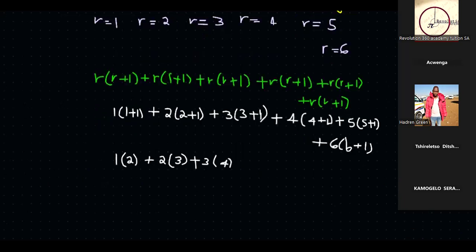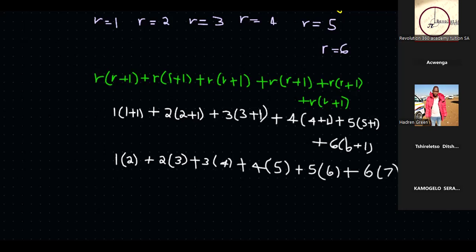Let's continue. 3 plus 4 into 5. Plus 5 into 6. Lastly, plus 6 into 7. I hope I didn't make a mistake. And then here, when you come here, you just multiply.